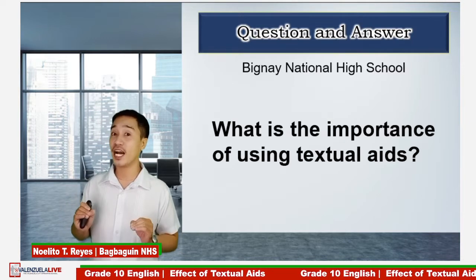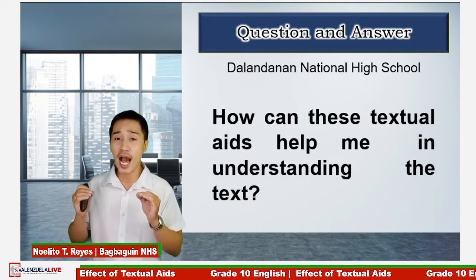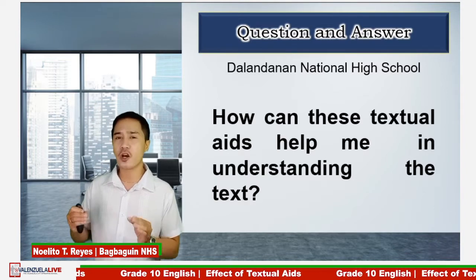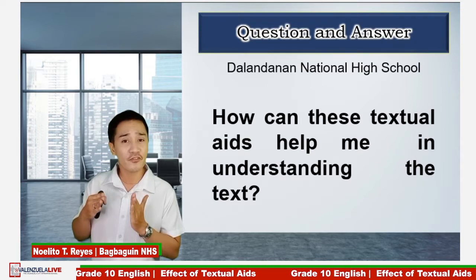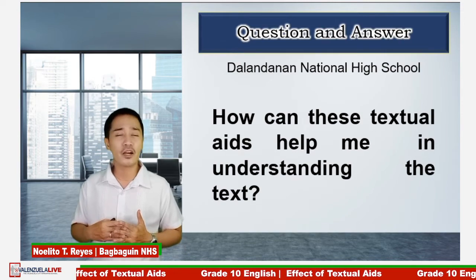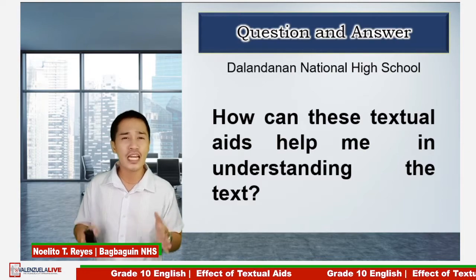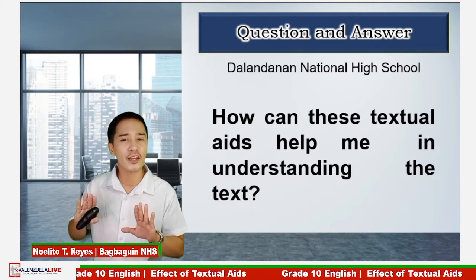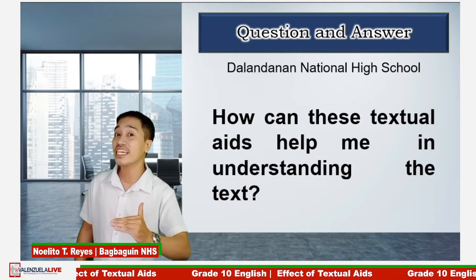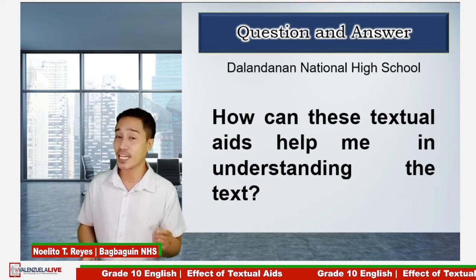How can these textual aids help me in understanding the text? Basically, textual aids are tools or materials that provide support and facilitate understanding of text. Because these aids are, most of the time, graphical outlines or images that gives a general idea of a certain topic, which will help you in decoding information with ease and in comprehending the text expediently.